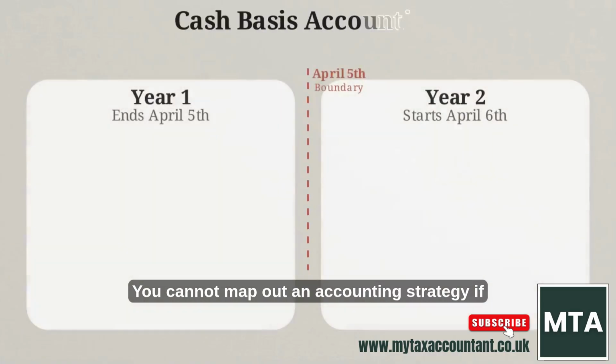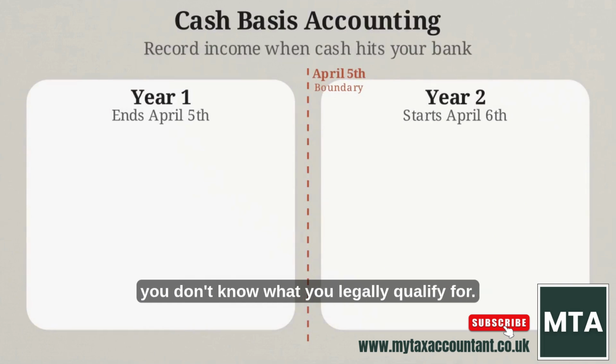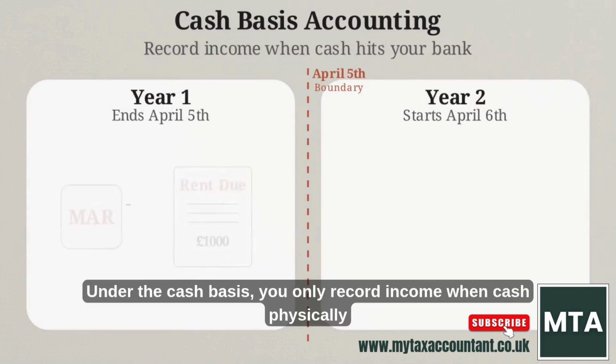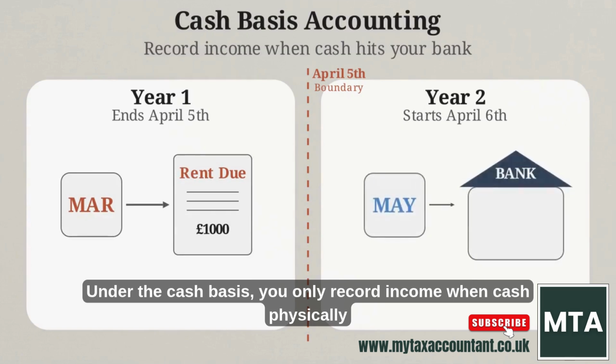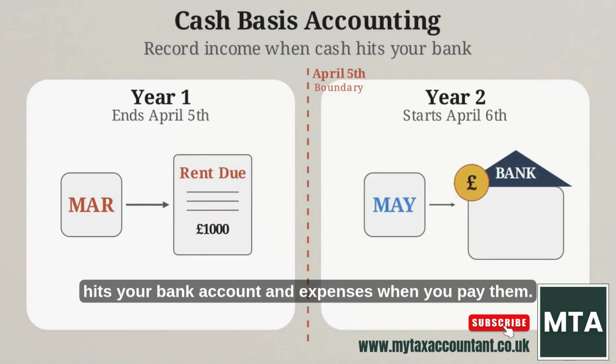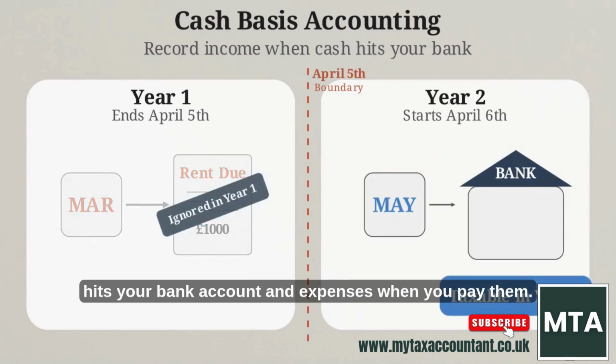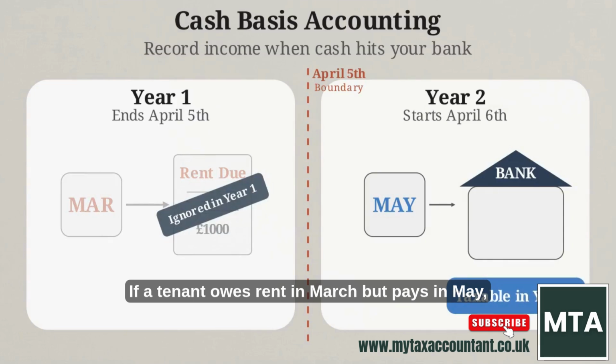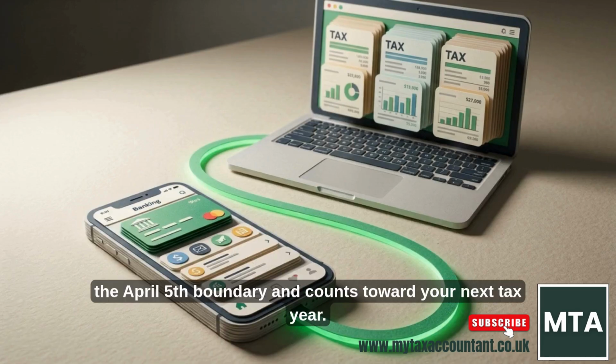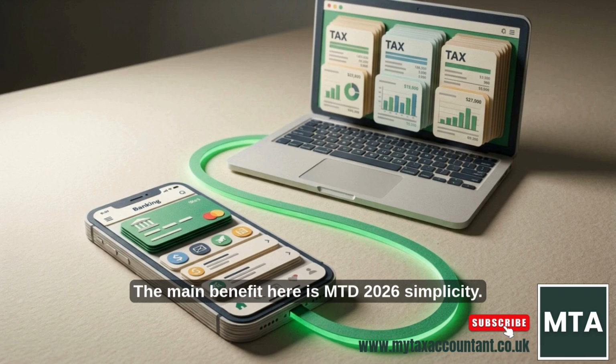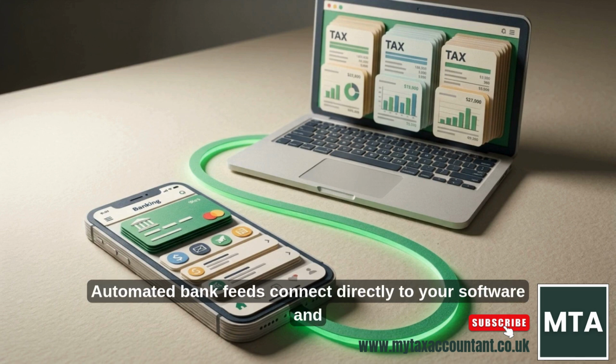Under the cash basis, you only record income when cash physically hits your bank account, and expenses when you pay them. If a tenant owes rent in March but pays in May, that income crosses the April 5th boundary and counts toward your next tax year. The main benefit here is MTD 2026 simplicity. Automated bank feeds connect directly to your software and practically build your quarterly tax updates for you.